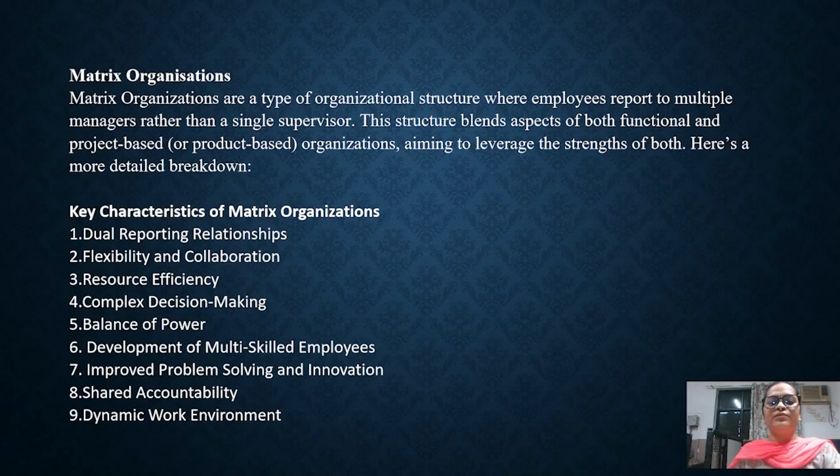So now we can study the characteristics of matrix organization. The first characteristic is dual reporting relationship. It means that in a matrix organization, employees typically have two managers. Means they'll have more than one manager. They'll have two managers, right? The first would be the functional manager, and the second would be the product or project manager.